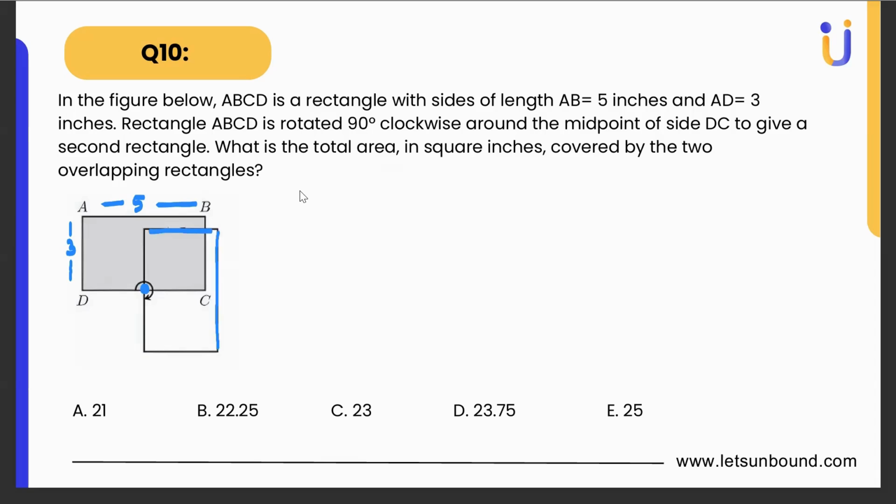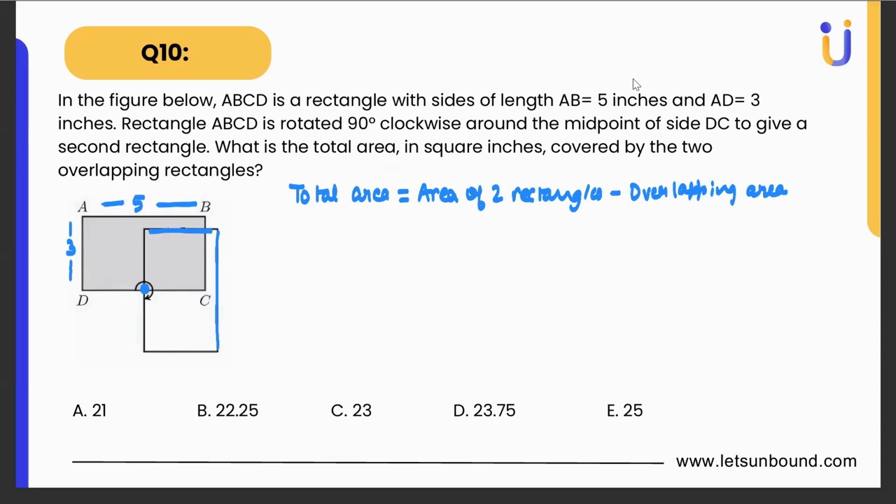Now, the question asked is, what is the total area in square inches covered by the two overlapping rectangles? Which means I need the area of the two rectangles, but I have to be careful that they are overlapping. So the total area will be the area of two rectangles minus the area which is being overlapped, or the overlapping area, right? Now, I look at the area which is overlapped, which means that area which has been covered twice by both the rectangles.